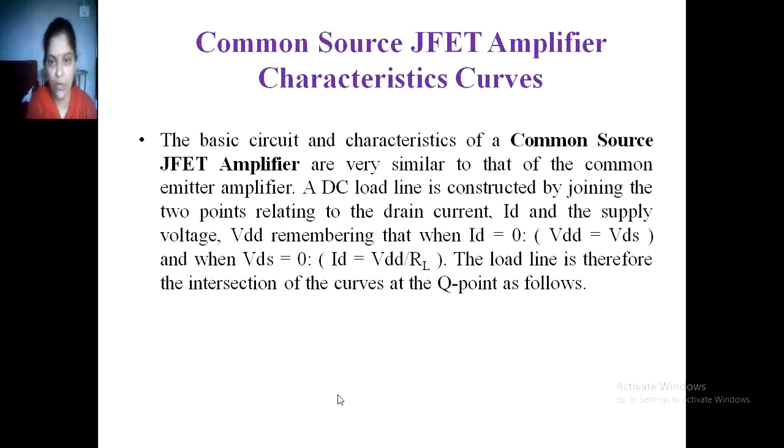A DC load line is constructed by joining the two points relating to the drain current ID and the supply voltage VDD, remembering that when ID is equal to 0, VDD is equal to VDS, and when VDS is equal to 0, ID is equal to VDD divided by RD plus RS. The load line is therefore the intersection of the curves at the Q point as follows.